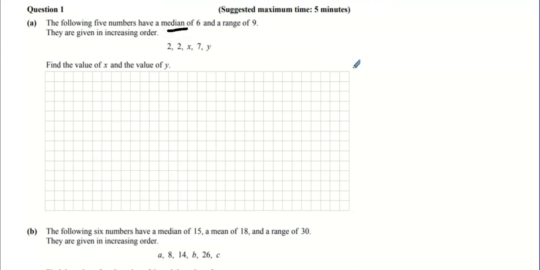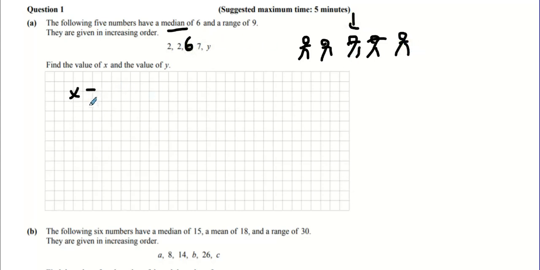Well, please remember that median means the middle person. So if we have 5 numbers, like so, the middle number has to be the median. This means x has to be equal to 6.